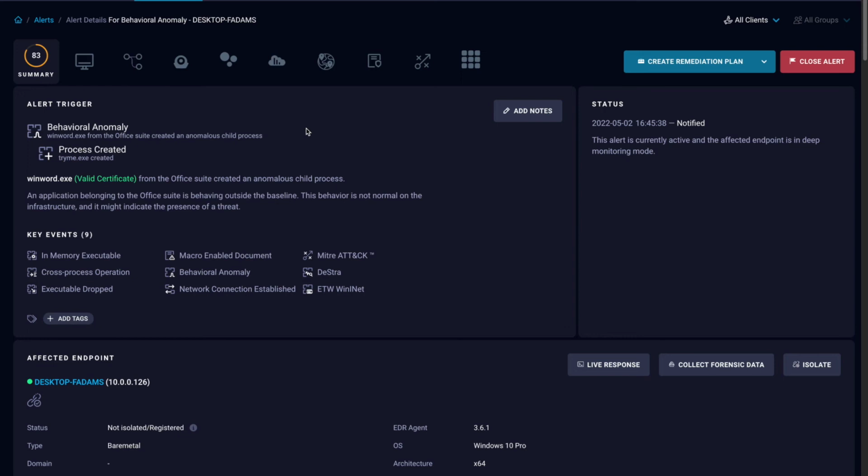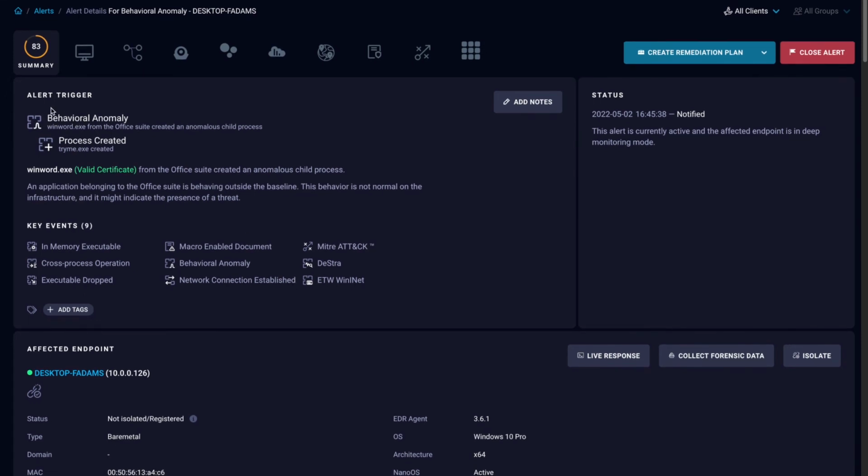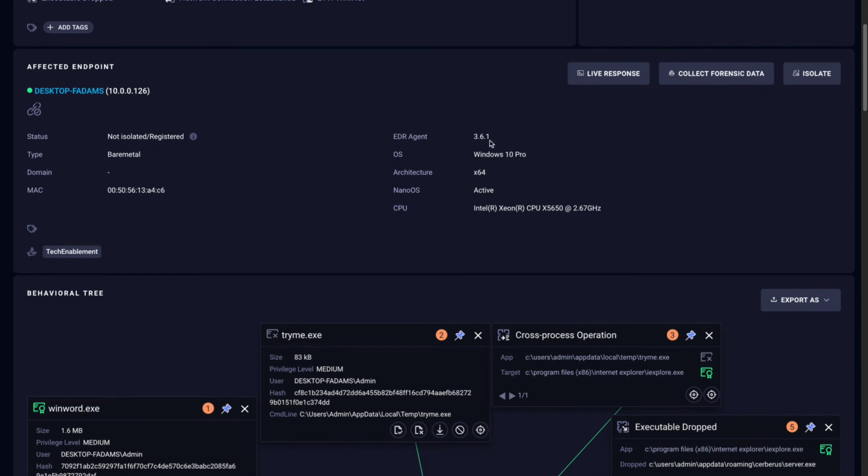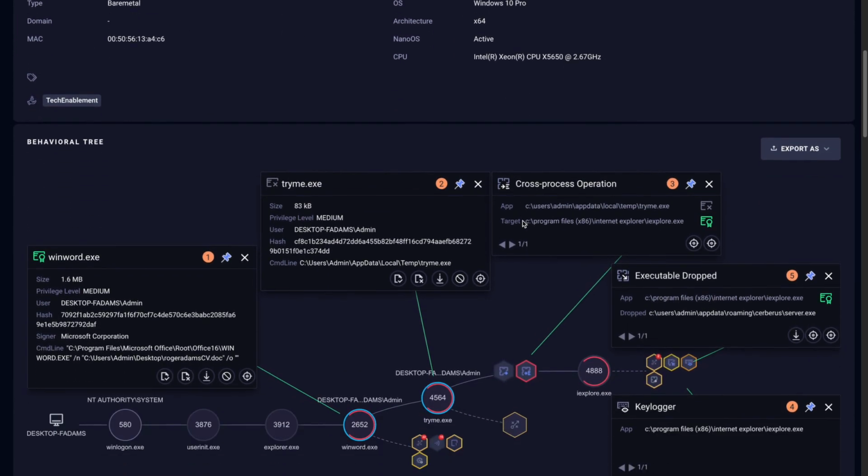Well, for ReaQta, we get all of these key events that our Nano OS is able to essentially generate to us to say, okay, this is the kind of activity, the behavior that we're seeing from that level, as well as an alert breakdown summary of, okay, we have this behavioral anomaly detected from when we launched the Microsoft Word application, but when that was done, this child process try.me.exe was created. Again, we have some artifacts on the affected endpoint.